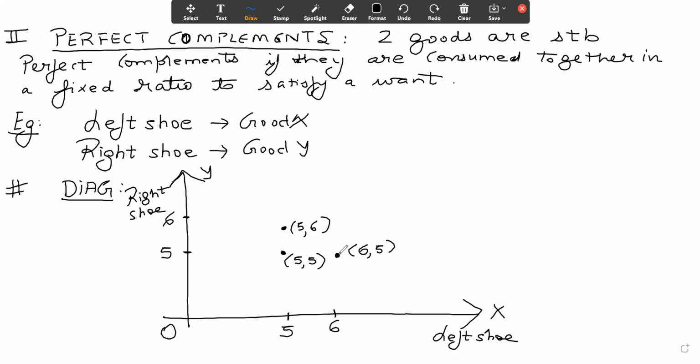That means if I go to the market to buy a pair of 5 left shoes and 5 right shoes, whether you buy 5,5 or 5,6 or 6,5, all 3 are going to give the same satisfaction. That means all these 3 points should lie on the same indifference curve. So if I join them, I get the indifference curve for perfect complements. This is my indifference curve for perfect complements.